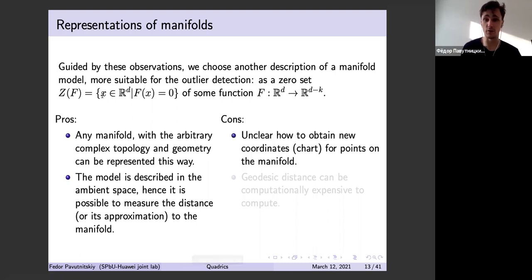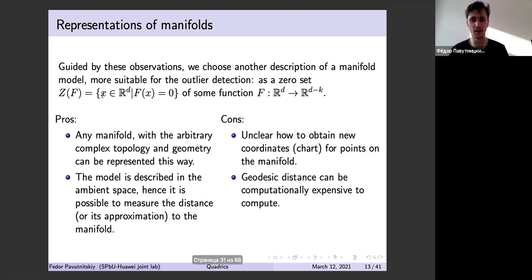The cons are the following: as I mentioned, there is no general way to obtain coordinates on the manifold. So it's not very usable for interpretation or visualization. And actually, if we are interested in metric learning, of course it depends on the function f, but it can be very hard to compute a geodesic distance on this manifold.